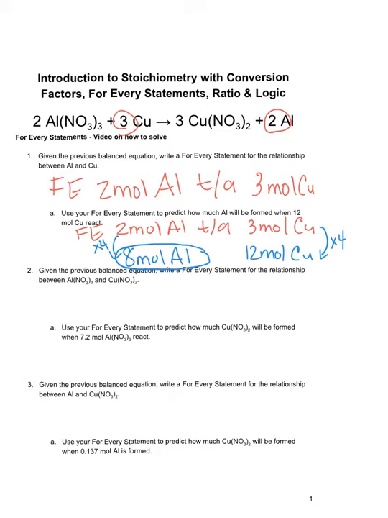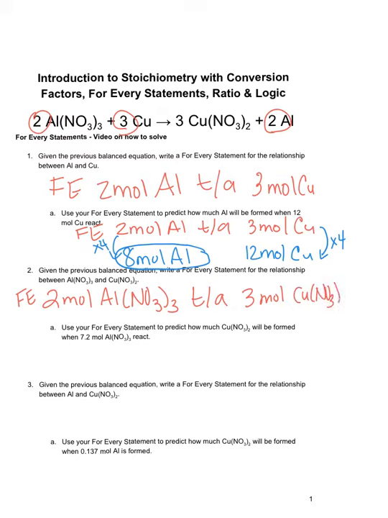Let's try another one. If I now write the for every statement, I'll do my for every statement again in red. Doesn't really matter, but here, my for every statement comes from the balanced equation. And so it tells me, balanced equation up here, there are 2 moles of AlNO3, aluminum nitrate. And so for every 2 moles of that, there are, for the copper, 3 moles of copper 2 nitrate, CuNO3 2. So there's my for every statement. So now I'm going to solve it. I'm going to use my for every statement here. So I'm going to recopy it.